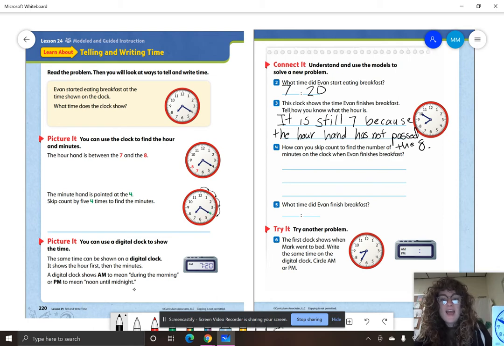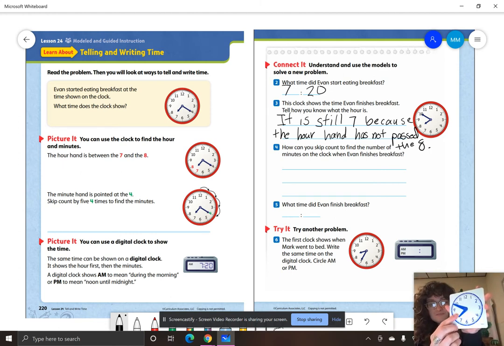Now, number 4 says, how can you skip count to find the number of minutes on the clock when Evan finishes breakfast? What can we skip? So, we know that it is still 7. What can we skip count by to find out how many minutes is at the 10?